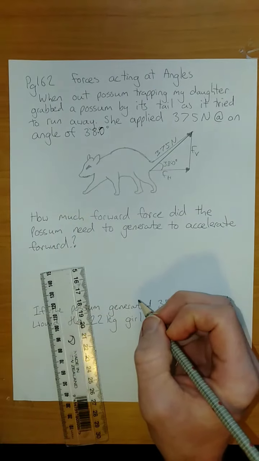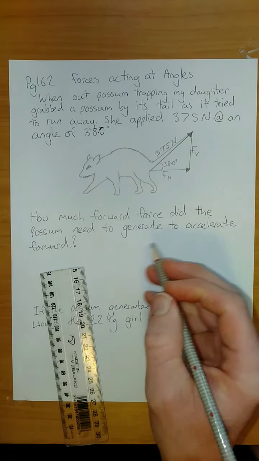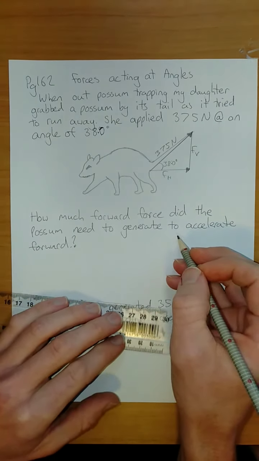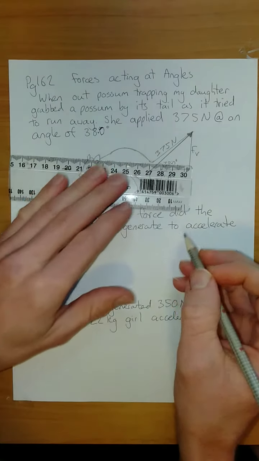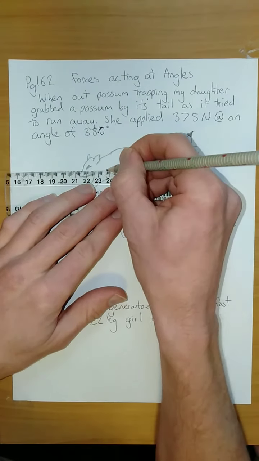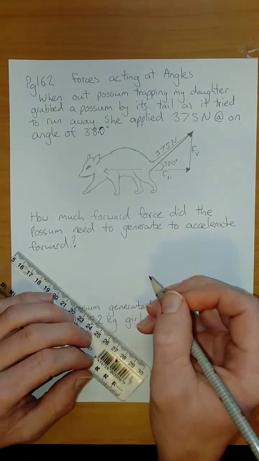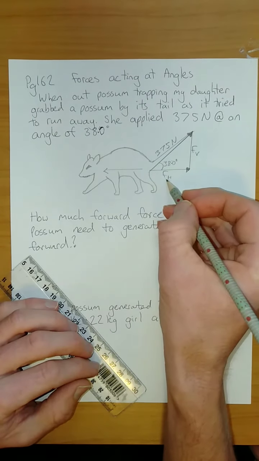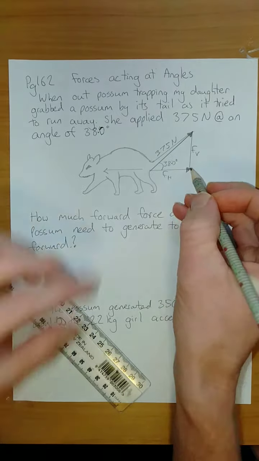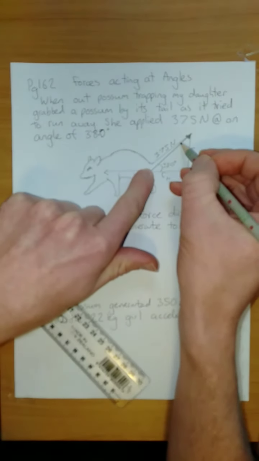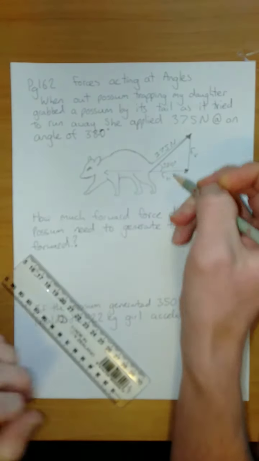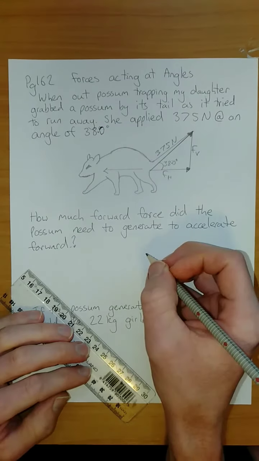Now our question here is, how much forward force did the possum need to generate to accelerate forward? So the possum's going to be generating a force this way, forward, as it's trying to run away from her. But she's got this component here going backwards. You can see the length of that arrow is significantly shorter than this one. So to solve this kind of question, you need to go to trigonometry.